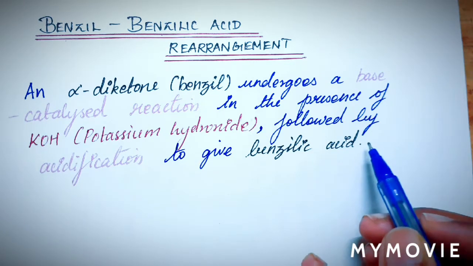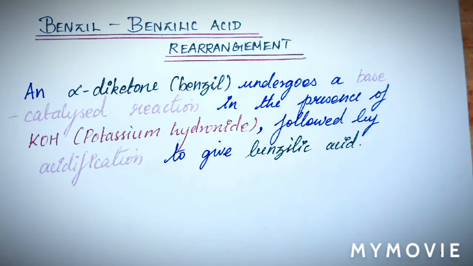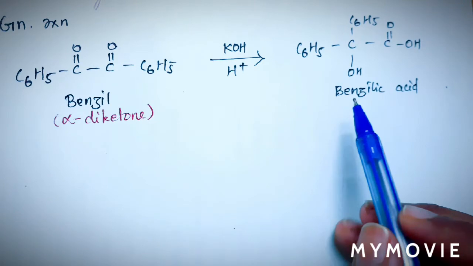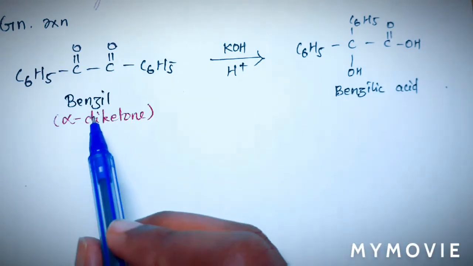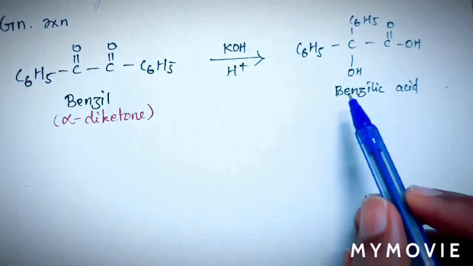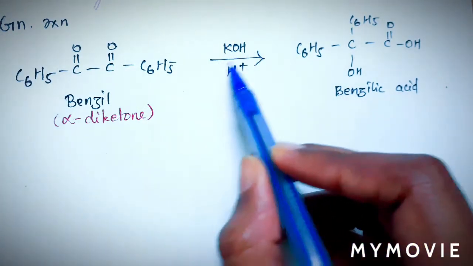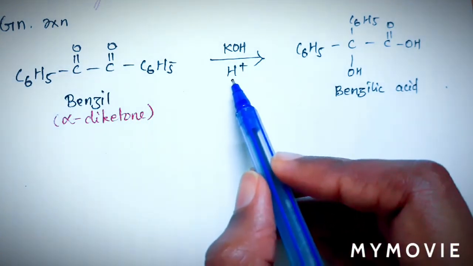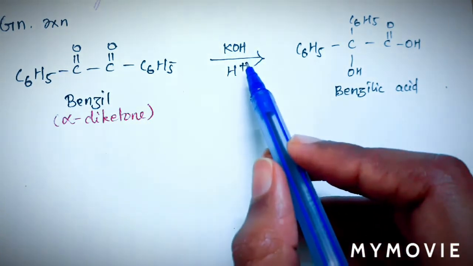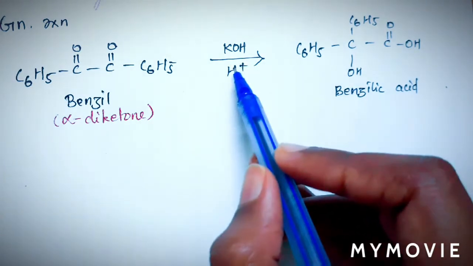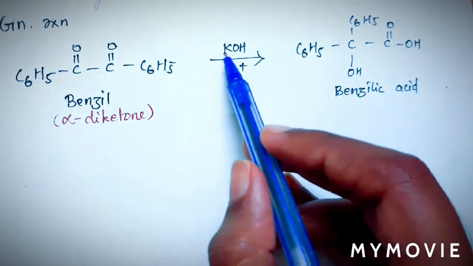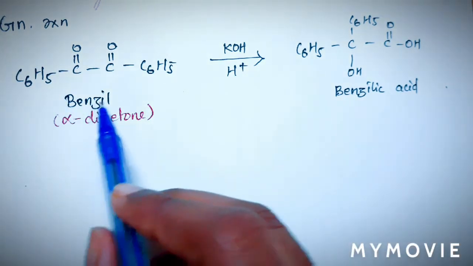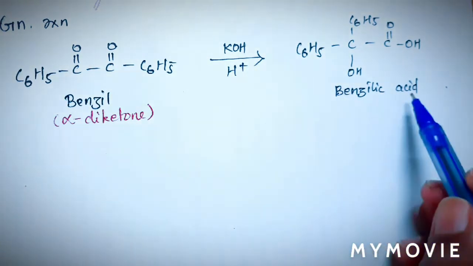Now let's look at the general reaction and then we will look at the mechanism. This is the general reaction for this particular rearrangement reaction. Here you see that benzil will undergo a reaction in the presence of KOH and H+. H+ because I already told you benzil will also undergo acidification even though it is happening in the presence of a base. So it is written as H+ at the bottom of the arrow because both of these will be present in the reaction medium. And benzil will undergo these reactions to give you benzilic acid.